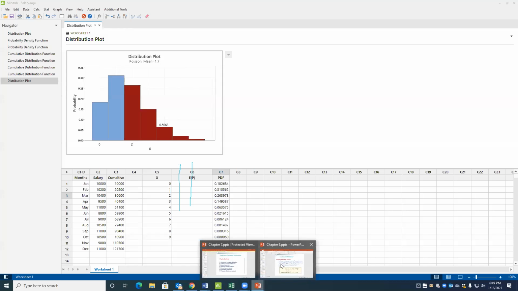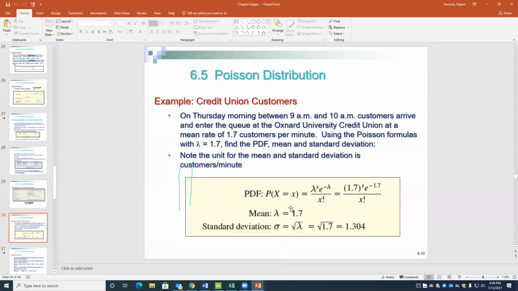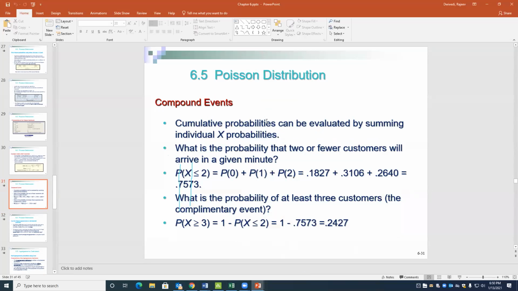Okay, so what is the mean? Mean is exactly 1.7 because lambda is 1.7. What is the standard deviation? Square root of lambda, which is 1.304. Again, in this case, the question has been asked: what is the probability that 2 or fewer customers will arrive in a given minute? The question asks 2 or fewer, so basically the X value will be 2. If you want to do it individually, you have to do this, this, this, and then I can simply do cumulative with 1.7 and X equal to 2, and I can get my answer.